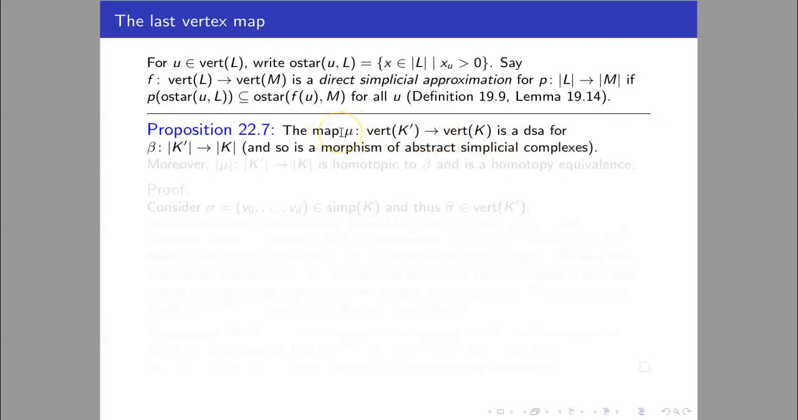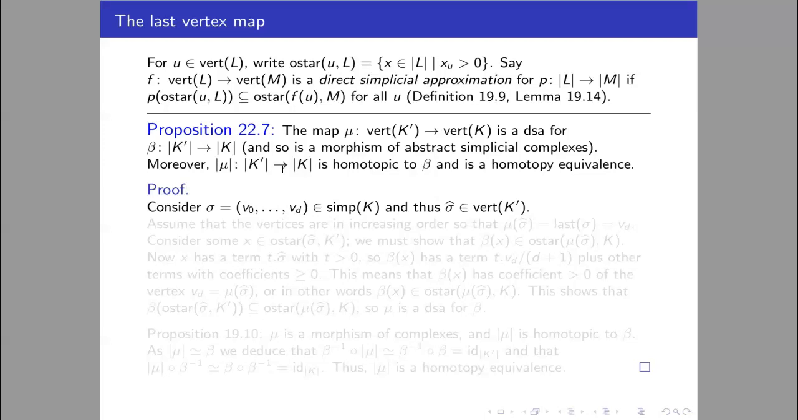And notice, we proved in section 19 that if you've got a direct simplicial approximation, then it is actually a morphism of simplicial complexes automatically. So that's another thing we can conclude here. And also from the results in section 19, it's automatic from this fact that the realization of mu is homotopic to beta, and from that we can easily see that the realization of mu is a homotopy equivalence. Okay, so we want to prove that this is a direct simplicial approximation.